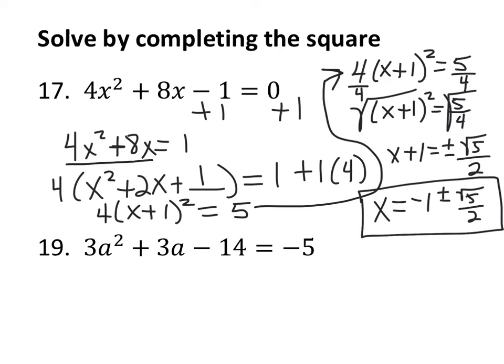Okay, just a hint here. Hint, hint. If you get a negative number inside here, don't forget that you're going to have to use the imaginary number i in your solution. So if this was a negative 5, for example, then I would have negative 1 plus or minus i root 5. So don't forget about that, because you might get one like that on the test.